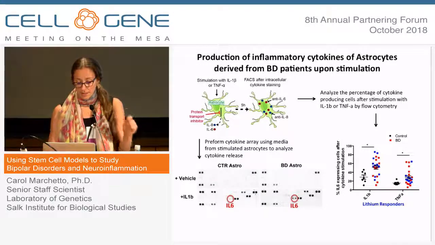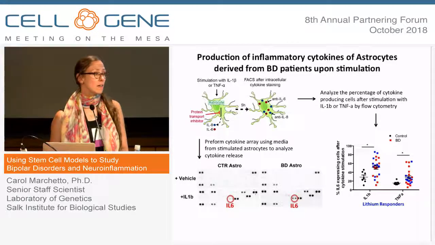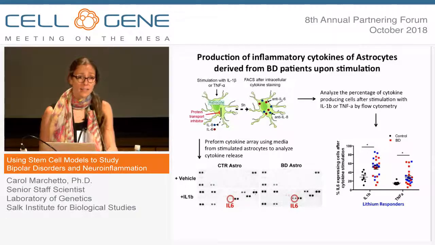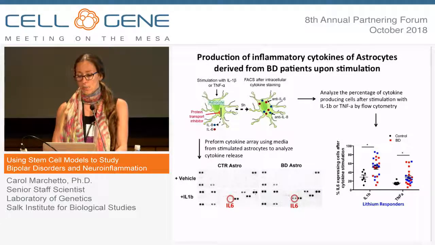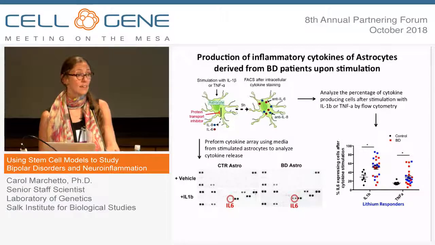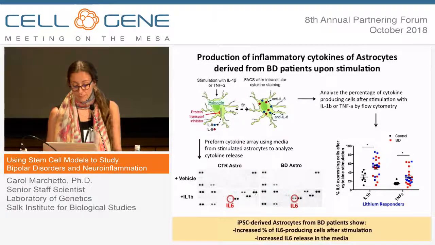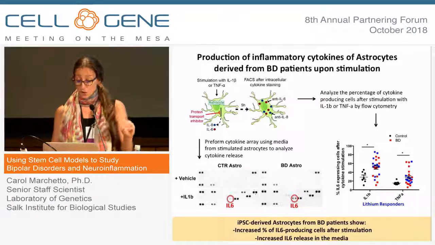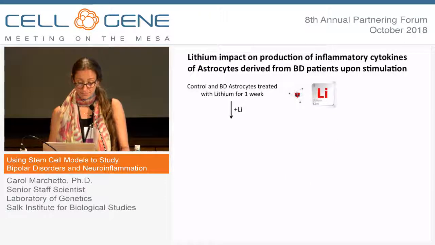But I just want to call attention specifically to IL-6, which seems to also be increased in release in bipolar patients. We are further quantifying and analyzing this data and finding out if there are other cytokines that we could check. We're currently also looking at RNA-seq to see if there are specific differences in expression profiles. So iPS-derived astrocytes in bipolar patients show an increase in the percentage of IL-6 producing cells after stimulation and an increase in IL-6 release in the media.